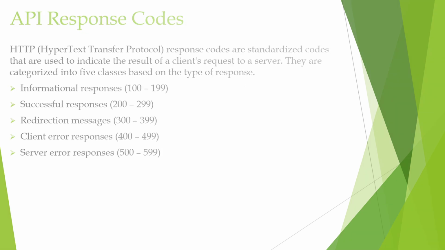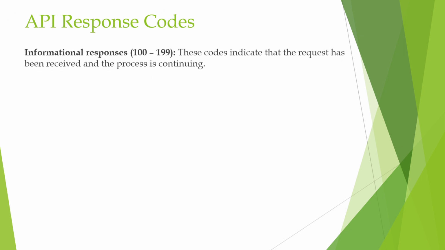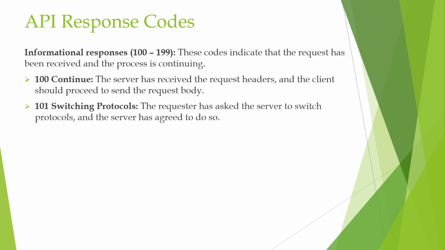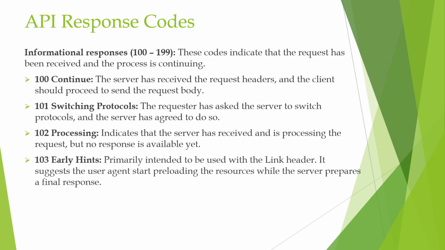First is informational responses. These codes indicate that the server has received the request and is processing it. They are primarily used to manage communication between the client and the server during the early stages of a request and response cycle. The response codes will be from 100 to 199. Here the response code 100 means to continue. That is, the server has received the request headers and the client should proceed to send the request body.